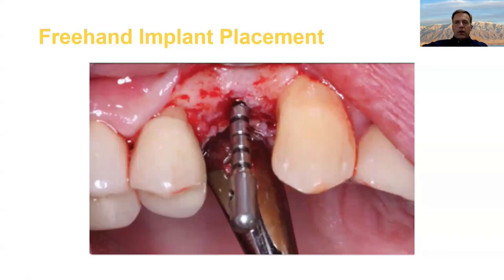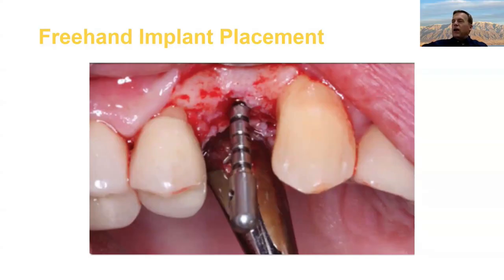The implant would be placed equicrestal or slightly subcrestal and sutured up over a healing abutment. Most of the time you're doing two-stage surgeries in those days. And I would say freehand surgery hasn't changed that much, other than we mostly see single stage today.